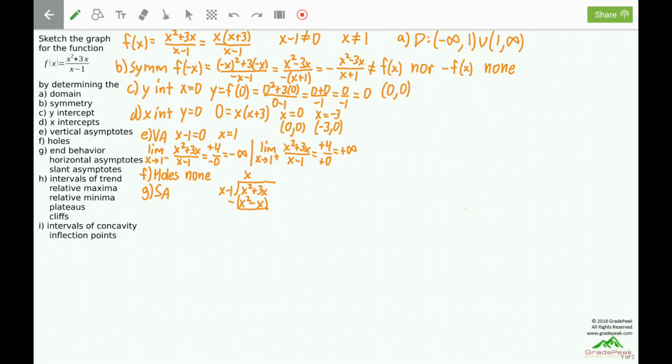X squared minus x squared cancel. A positive 3x minus a negative x is plus x. 3x plus x is 4x. We now need to multiply the first term x to make it match the 4x. That will be a positive 4. Multiplying the positive 4 times the x minus 1 will give 4x minus 4.